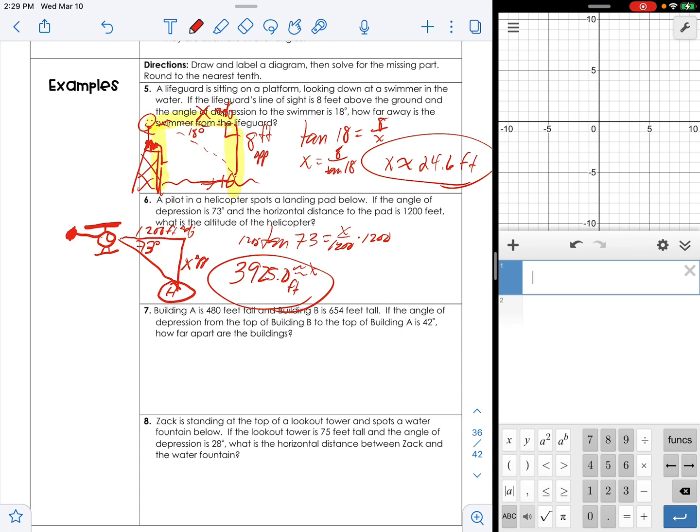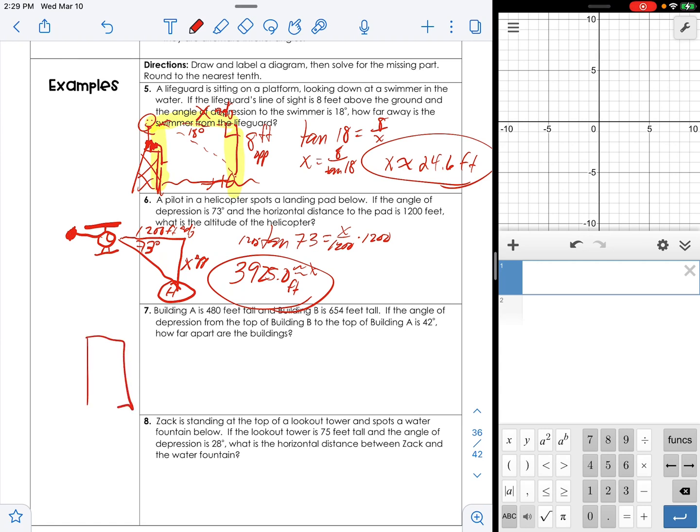This is what we tend to call triangulation. If you've ever heard that term before, they're using the trig to figure it out. Either a squared plus b squared equals c squared or some sort of SOHCAHTOA. All right, give it a pause. Try 7 and 8. Come back. Let's see how you did.